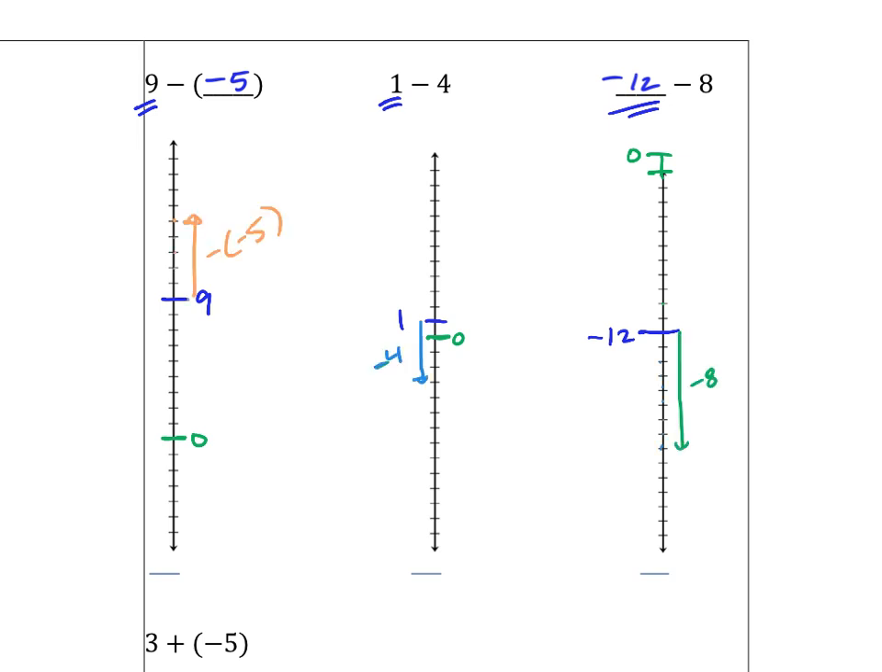Okay, so when we subtract a -5, we're going to go up 5, which means we're going to land on 14. When we subtract 4 from 1, we're going to go down 4, which means we're going to land on -3. When we subtract an 8, we're going to go down, which means we're going to land at -20. So -12 minus 8 equals -20. -9 minus 4 equals -3. And 9 minus -5 equals positive 14.